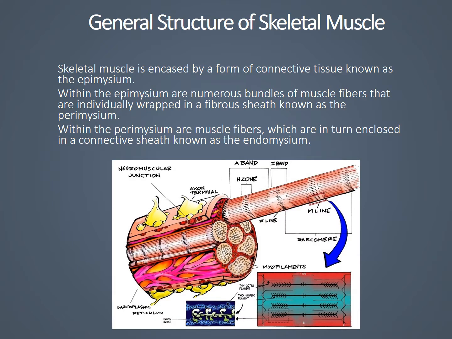General structure of skeletal muscle. Skeletal muscle is encased by a form of connective tissue known as the epimysium. Within the epimysium are numerous bundles of muscle fibers that are individually wrapped in a fibrous sheath known as the perimysium. Within the perimysium are muscle fibers which are in turn enclosed in a connective sheath known as the endomysium, which would be the deepest layer. Below is a diagram to give you an idea of what this looks like.